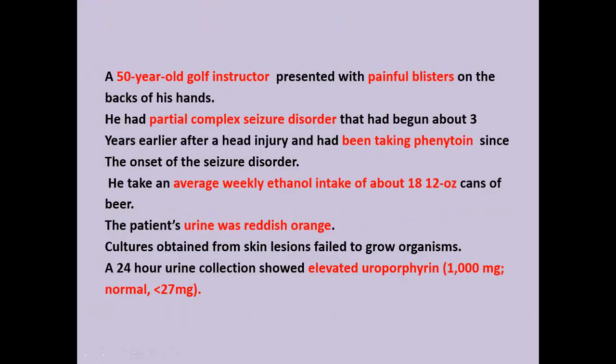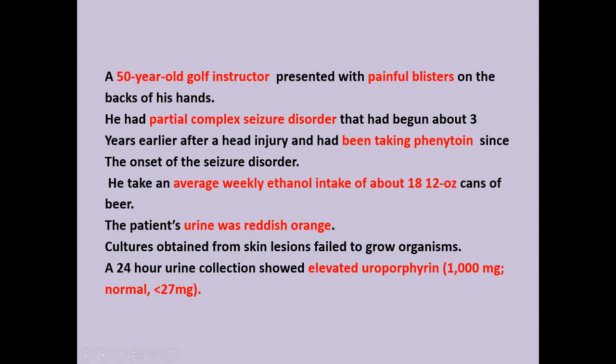A 50-year-old golf instructor presented with painful blisters on the back of his hands. He had partial complex seizure disorder that had begun about 3 years earlier after a head injury and had been taking phenytoin since the onset of his seizure disorder. He takes an average weekly ethanol intake of about 18 12-ounce cans of beer. The patient's urine was reddish orange.